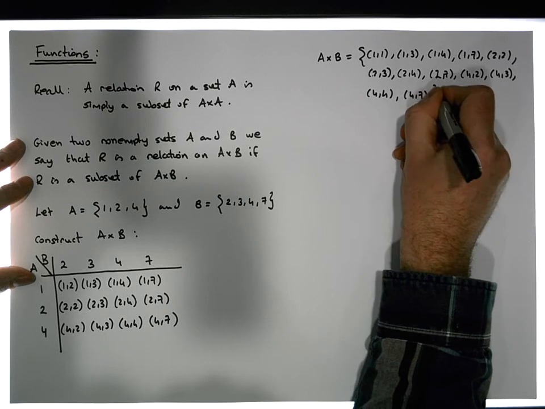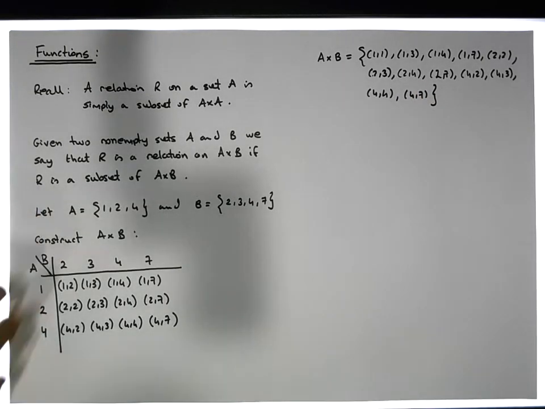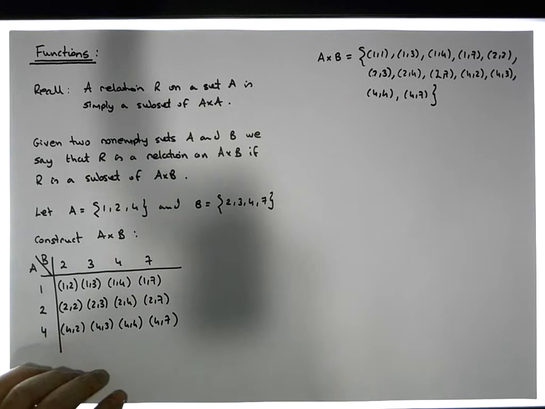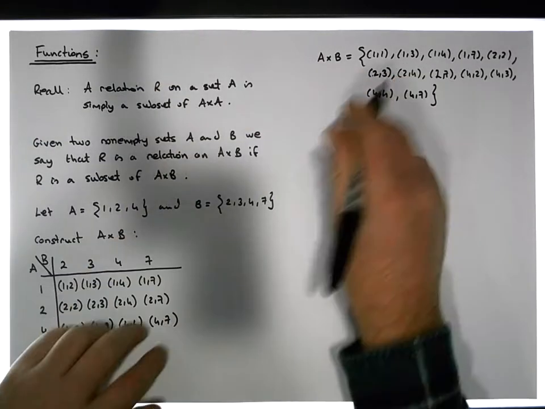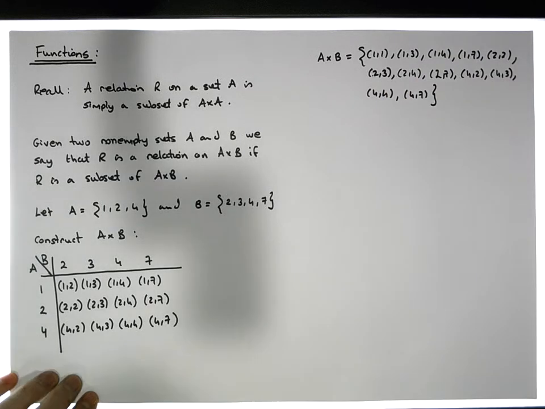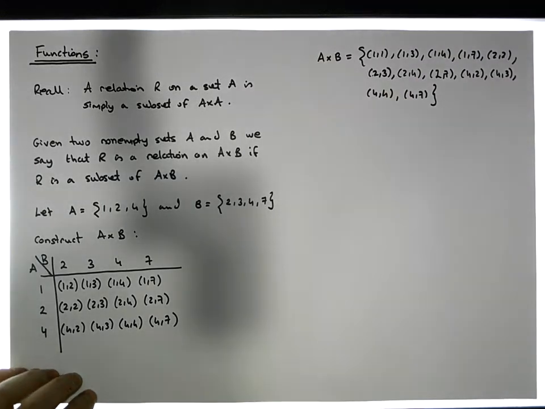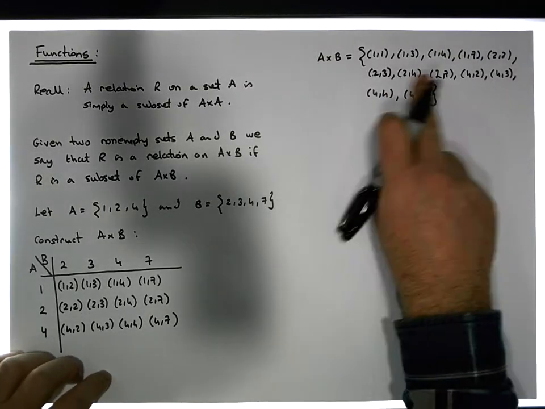So what we have here is a cross product. What we know is that a relation is any subset of that particular cross product. We could take any subset of that cross product and construct a relation. By definition, a relation is a subset of a cross product.